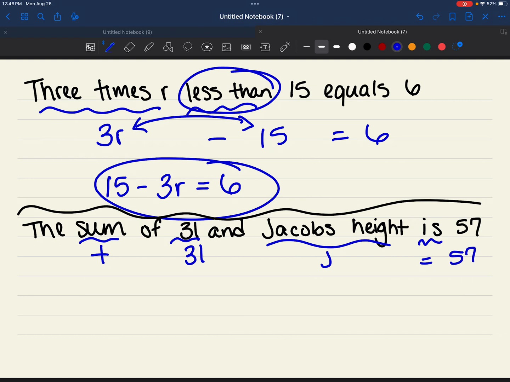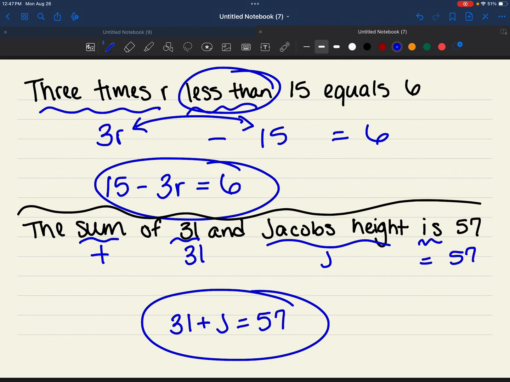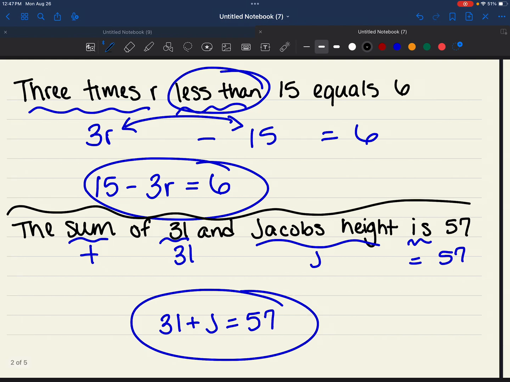Okay? What does is mean in math? Equal to 57. Now, again, this isn't how I would write it out. We're just highlighting the things we need. Now let's put it together. 31 plus j equals 57. Okay? How do you feel about those 2 things? Doable?